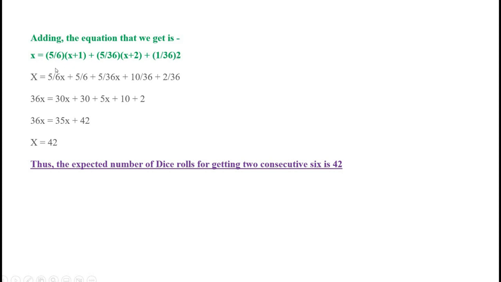If you solve this equation, you will get the value of X equal to 42. So the expected number of dice rolls required to get 2 consecutive 6s is 42.